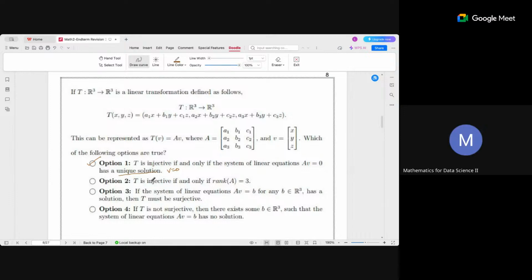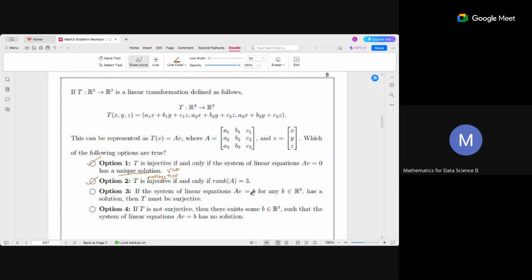T is injective if and only if rank of A is 3. True, because T is injective tells us that nullity of T is 0. Nullity is zero, so from the rank nullity theorem, you know that rank is 3, where the domain is having dimension 3, hence rank is 3. Okay, so this is also correct.